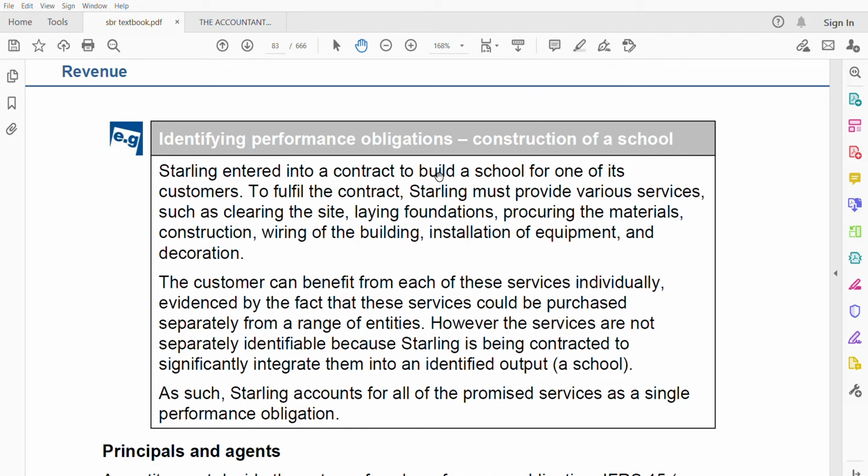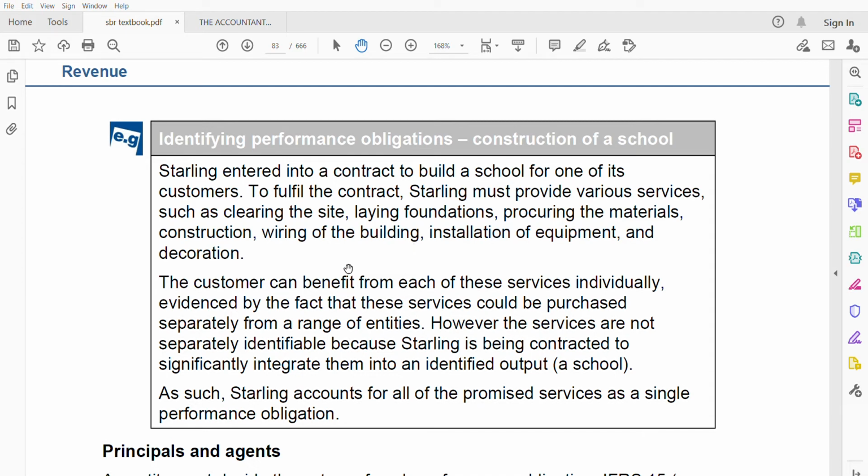Sterling entered into a contract to build a school for one of its customers. To fulfill the contract, Sterling must provide various services such as cleaning the site, laying foundations, procuring the materials, construction, wiring of the building, installation of equipment, and decoration. The customer can benefit from each of these services individually. You have to identify for each of these, clearing the site, laying foundation, that they can benefit individually also. This is evidenced by the fact that these services could be purchased separately from a range of entities.